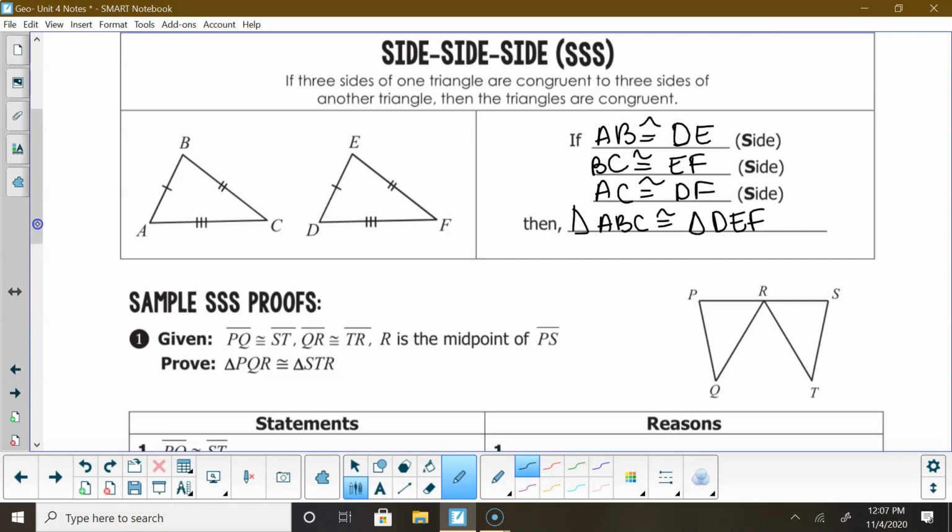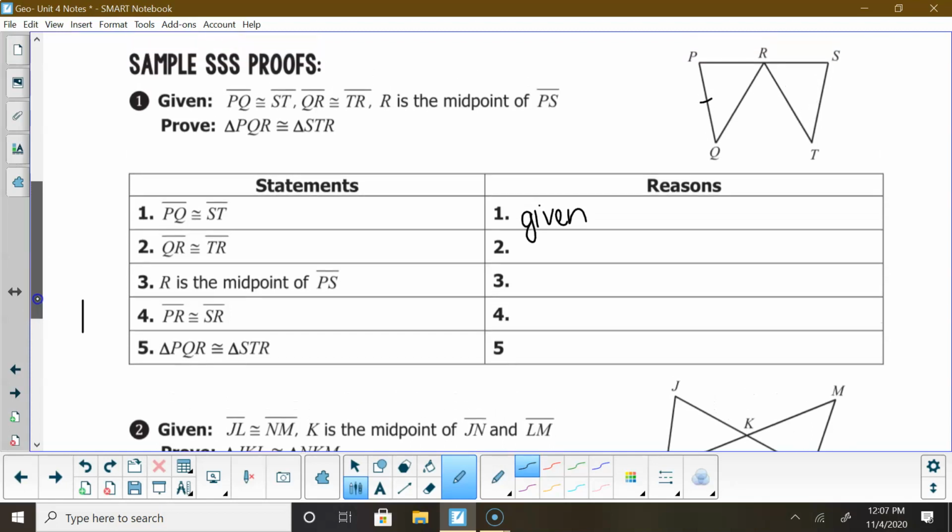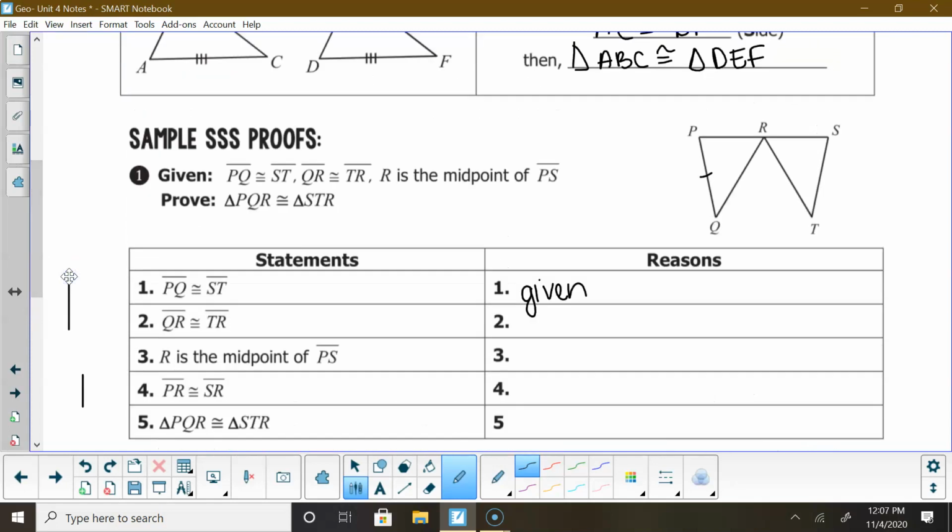So, first things first, as I'm looking at this, I've got my first given, and it's right here. Alright, now it's PQ and ST. Hang on, I scrolled too far. Close enough. Once you fill in that it is a given, mark your picture. Okay? If you do it as you mark, it makes your life a lot easier.